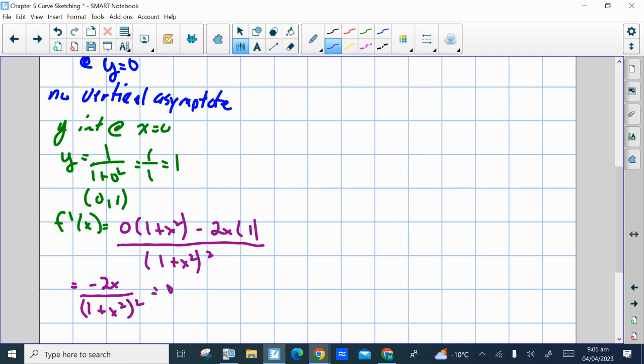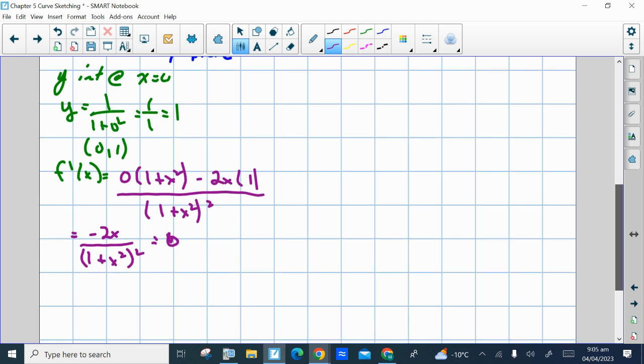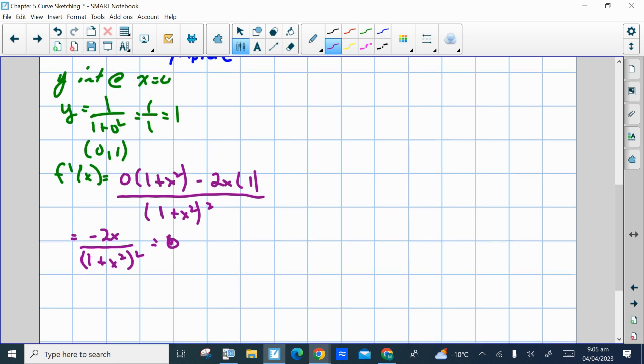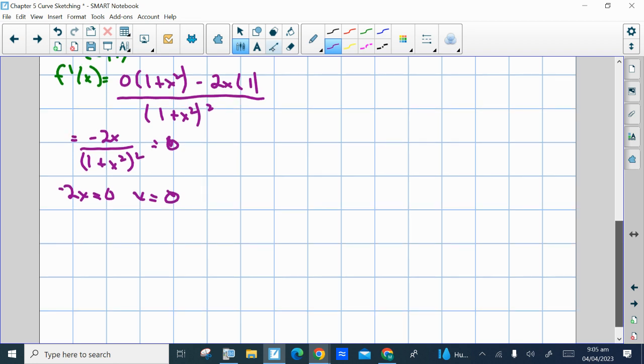And the critical numbers for this come where it equals 0 as well as where it's undefined, but there is no place where it's undefined because the denominator cannot equal 0. So a rational function equals 0 when the numerator equals 0, so that will be where x equals 0. That's our only critical number for this function.